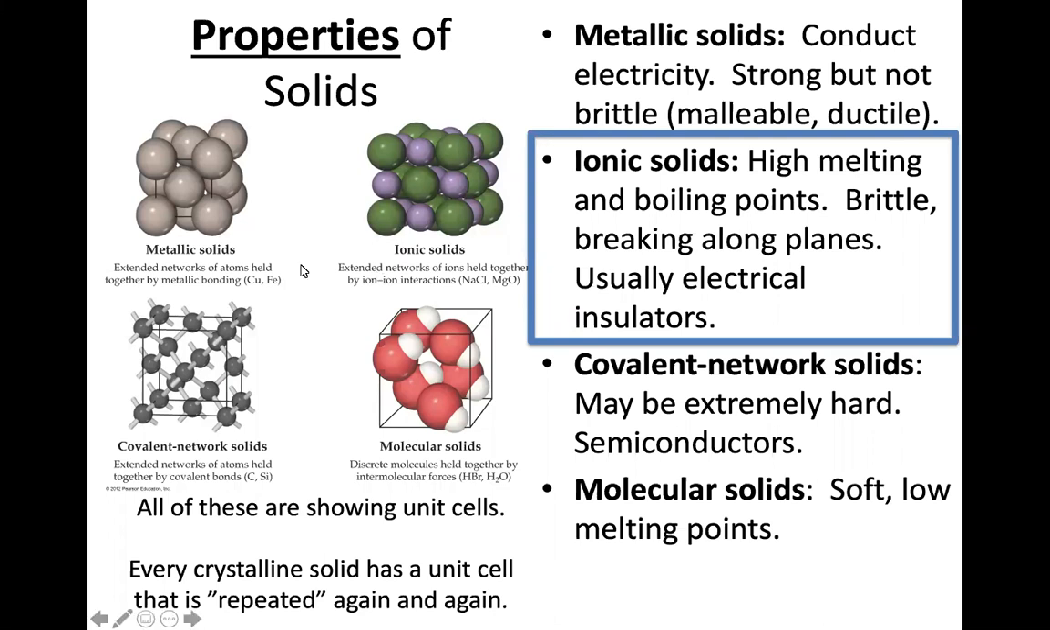So right away, we've got some interesting comparisons to make. We have metals and ionic solids, both of which can have quite high melting and boiling points. But notice how the other properties are different. They're just opposites of each other. So we want to understand how that can occur.